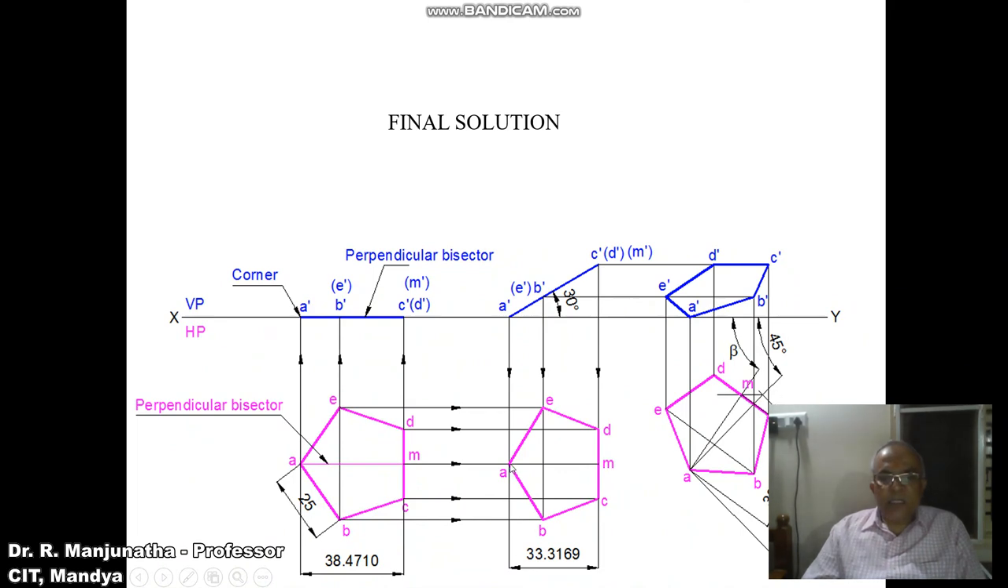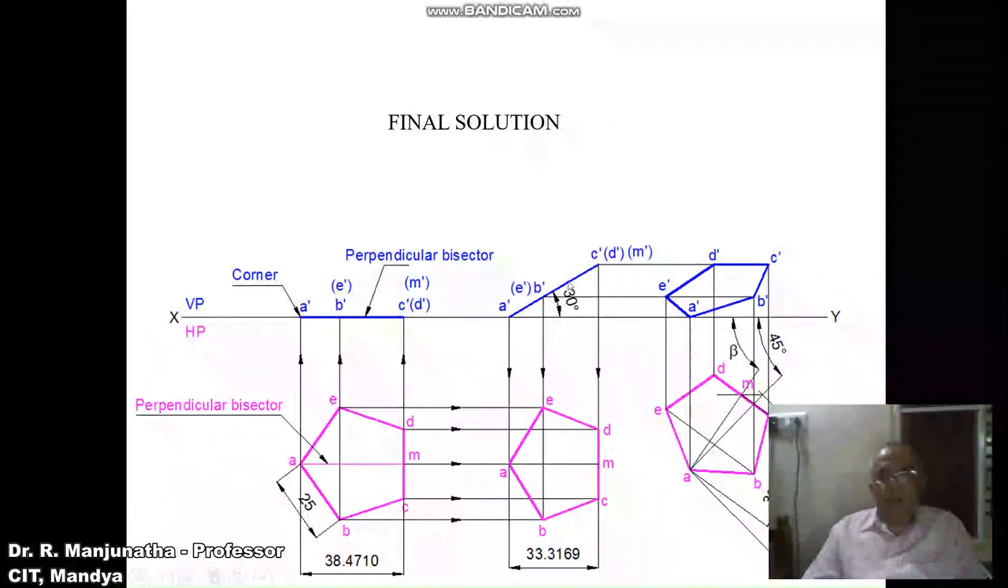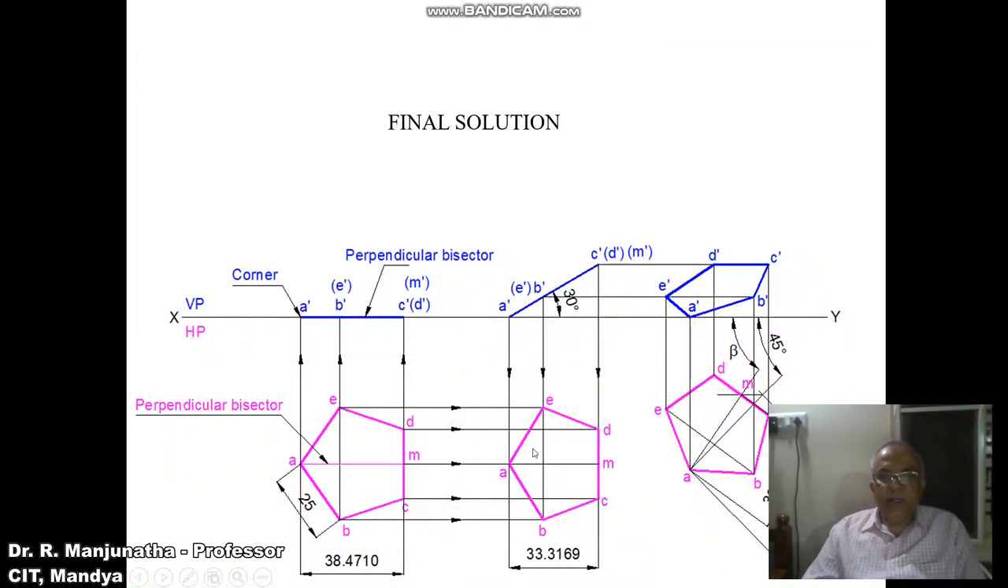Then you measure the distance AM from the second position top view, which is an apparent length, because as the second position front view is inclined at 30 degrees to HP, the perpendicular bisector is inclined to HP, so you are going to get the apparent length. That apparent length dimension is 33.3169. So with A as center, take the radius of AM, cut an arc on that locus, and you will get this point M. Then join A to M.